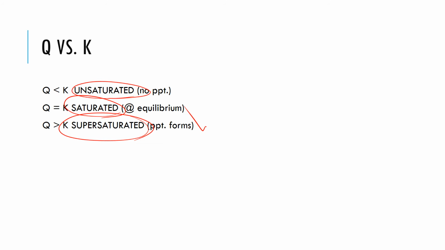So what you would do is find your Q value. It's the same exact way of finding K, and then compare that to K. So if Q was greater than K, that means that the reaction is going to shift towards that solid, and that is where that precipitate is being formed.